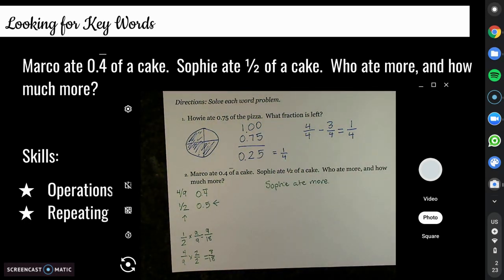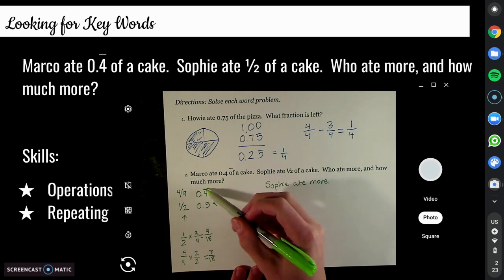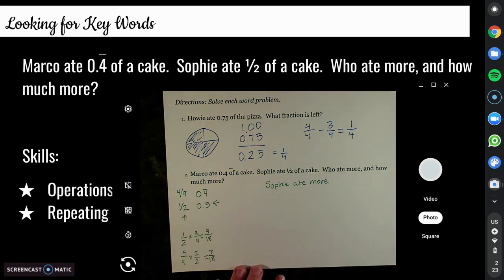That Sophie ate more. However, we're not done with the question because it's kind of a sneaky little two-step problem. Who ate more? So we have an option to do our subtraction. We can either do it with the decimals or do it with the fractions. But I see a little roadblock. We can't do it with the decimals because you can't do operations with decimals when you have this repeating decimal. So we need to use the fractions.